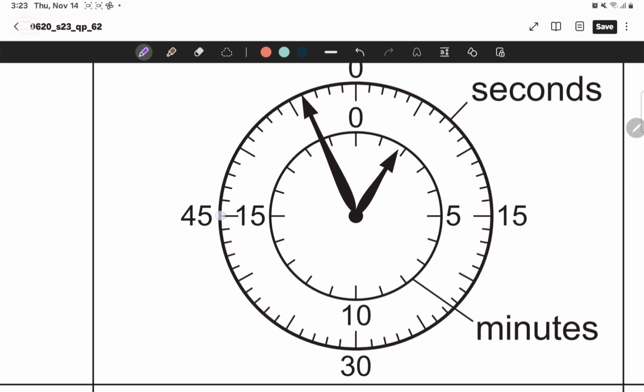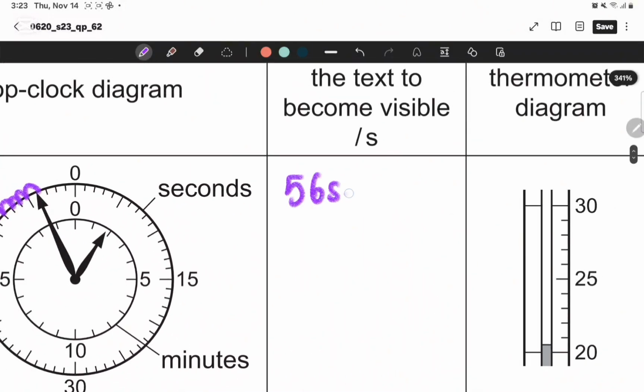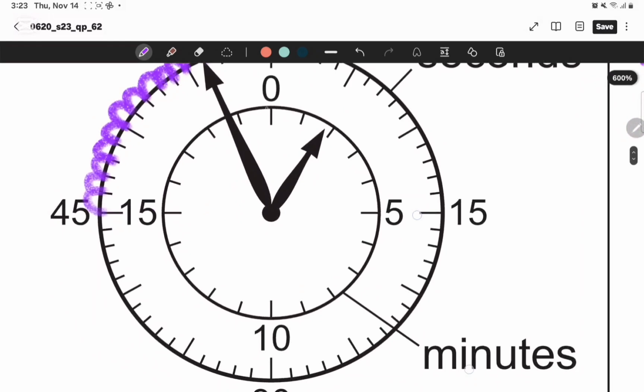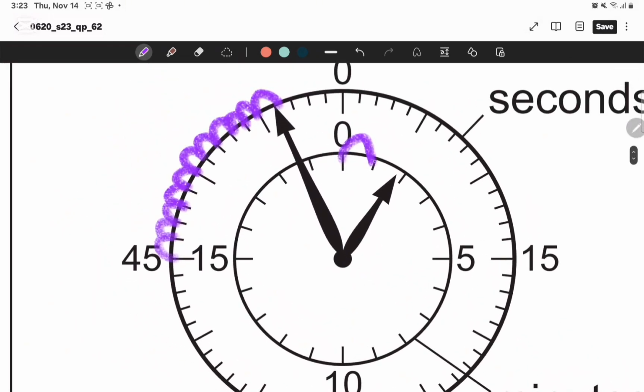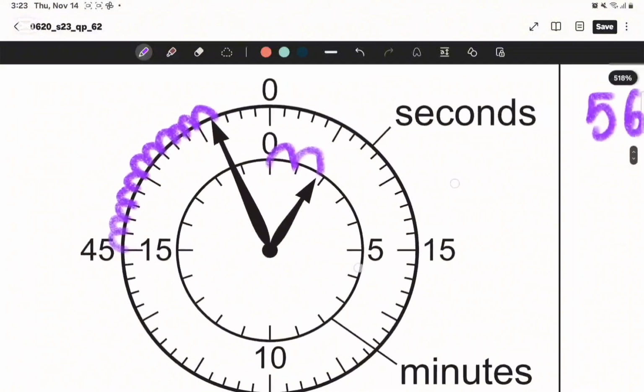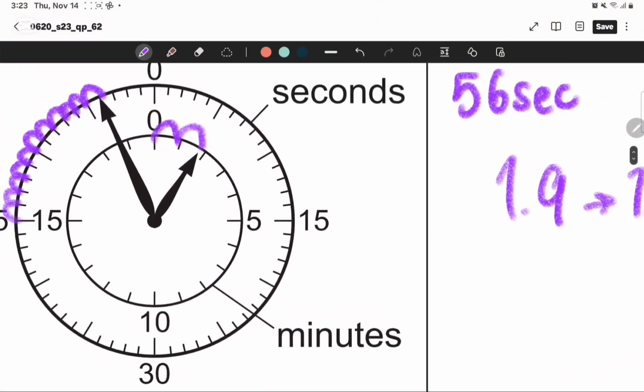Okay, so 45, 46, 47, 48, 49, 50, 51, 52, 53, 54, 55, 56. So we have 56 seconds, and let's check how many minutes. 1, and just 1. You always go to the smaller number. Here it's maybe 1.6, 1.8. No matter how close it is to the next one, you're still going to take the smaller number, and even if it's 1.9, you're going to take 1, unless there are smaller lines. Here there are only the big lines, so it's only going to be 1.